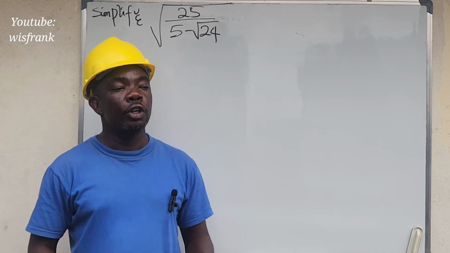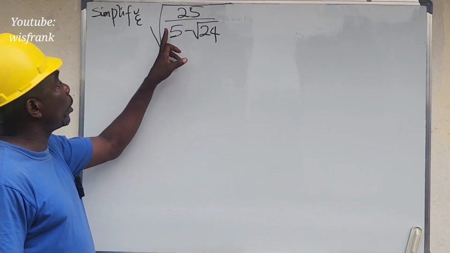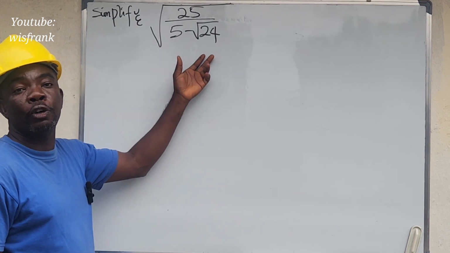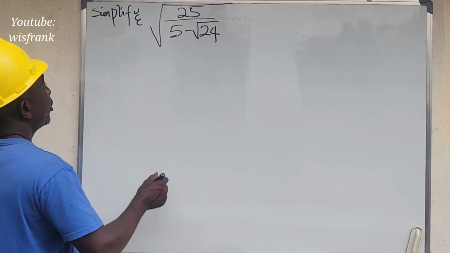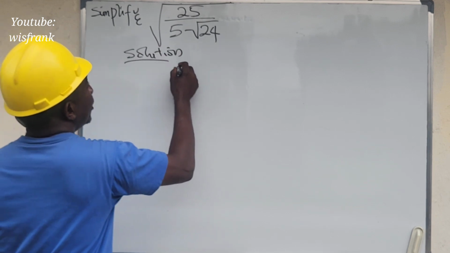Today we are looking at this question, and it says simplify square root of 25 all over 5 minus square root of 24. So we are going to simplify that for us to see what the solution will look like. So we have a solution.